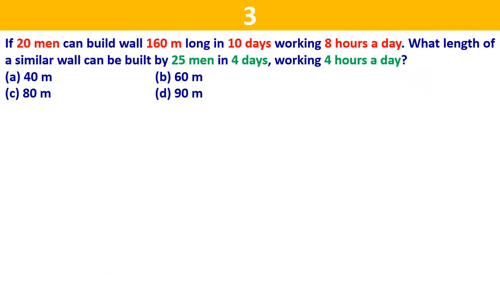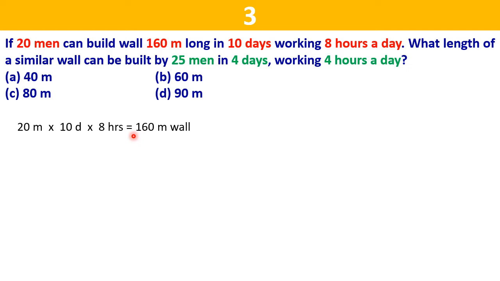Problem number 3. If 20 men can build wall 160-meter long in 10 days working 8 hours a day, what length of a similar wall can be built by 25 men in 4 days working 4 hours a day? Now here you should consider what are the direct proportion variable and what are the inverse proportion variable. Obviously wall and men are directly proportional, wall and days are directly proportional, even wall and hours are directly proportional, hence should be written on either side of equal to, like this.